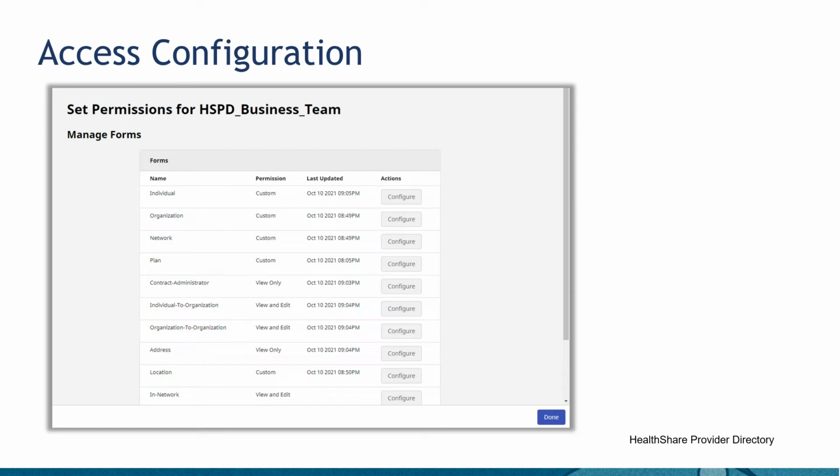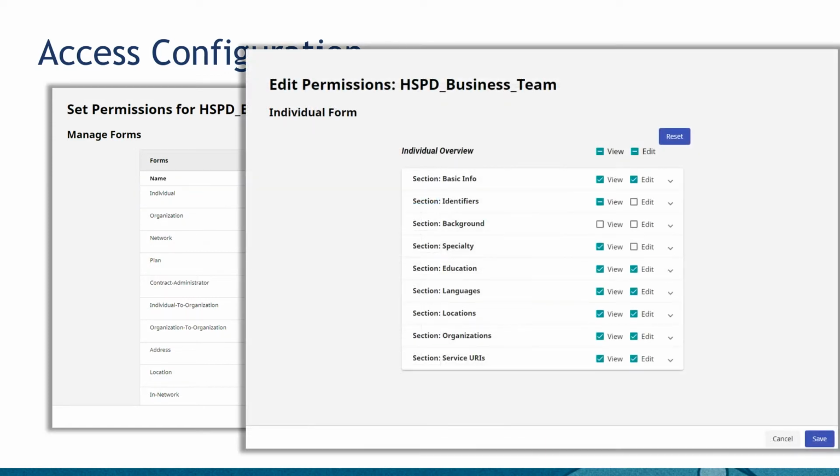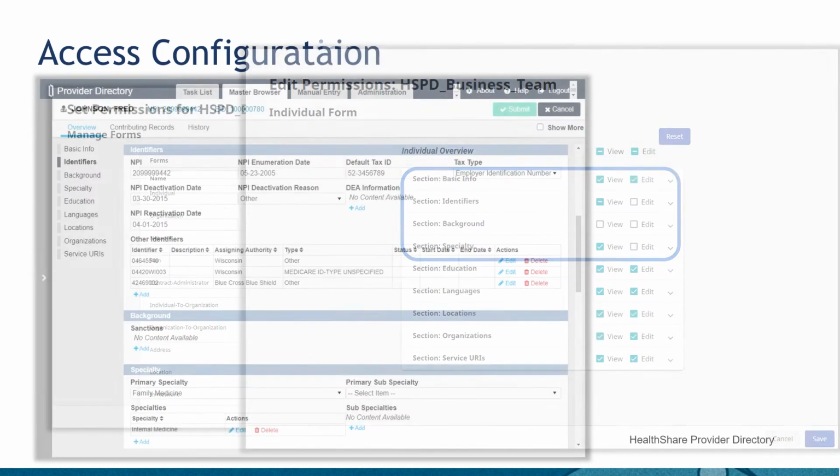So if we look at the permissions defined for the business team, we can see that for some records you have view, view and edit, and view only information. We're going to look at the individual record, where you can actually have custom role access. Under the custom role access, you can define at the section level if people can have view, edit, or no access at all. You can also expand out if they have view or edit information.